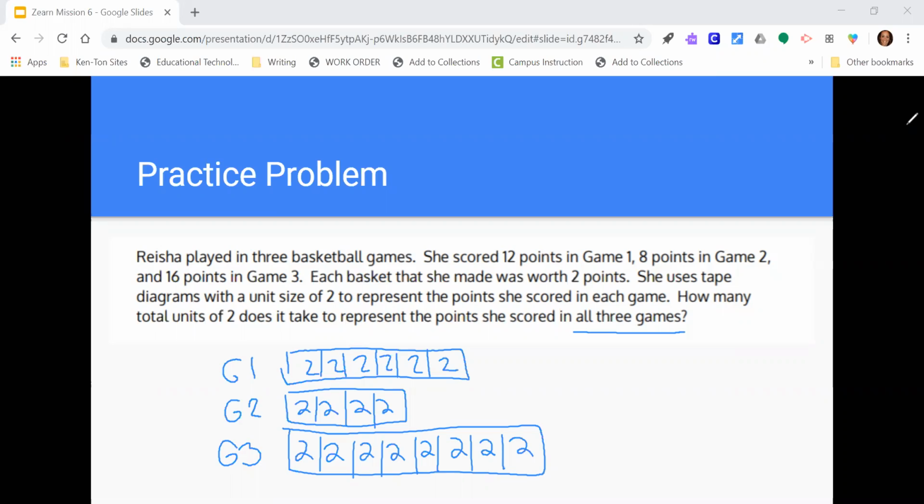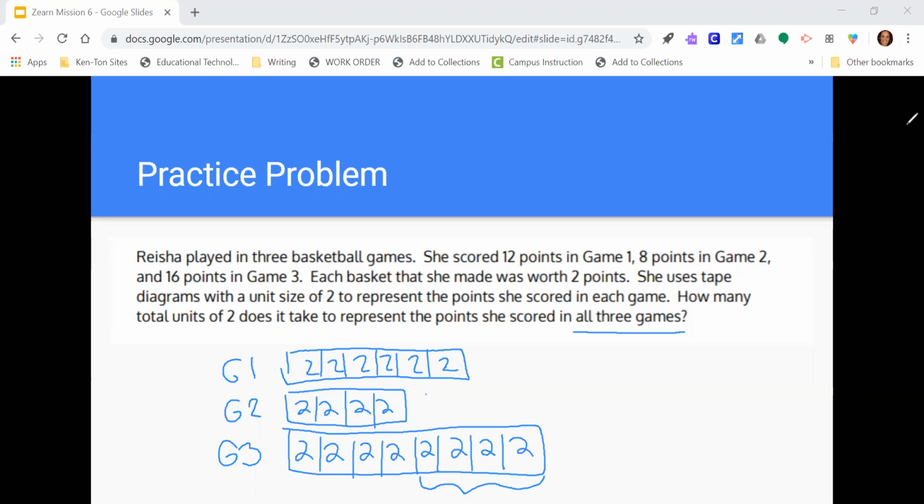Which game is double another game? Double means if you have 6 in game 1, you would need to have 6 plus 6 for game 2 or 3. Double, double, double. Look at game 2 and look at game 3. Game 3 is double the amount of game 2. 4 plus 4. Pretty cool. That's really good math thinking if you were able to figure that out.